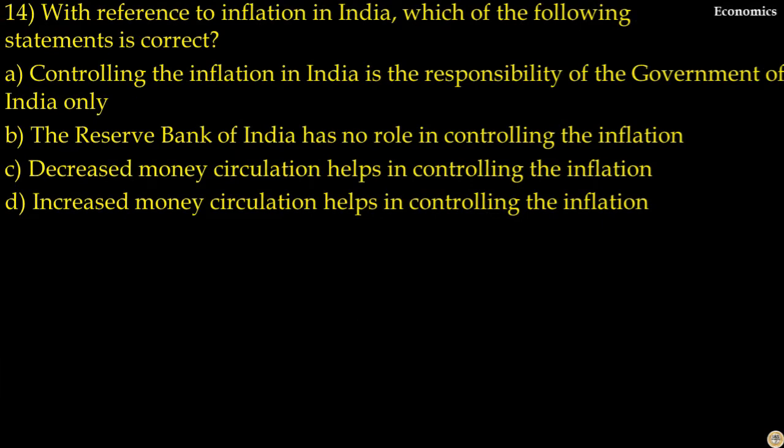Number 14. With reference to inflation in India, which of the following statements is correct? Statements are, controlling the inflation in India is the responsibility of the Government of India only. That is incorrect. The Reserve Bank of India has no role in controlling the inflation. That is incorrect. Decreased money circulation helps in controlling the inflation. That is correct. So, the answer to this question is option C.